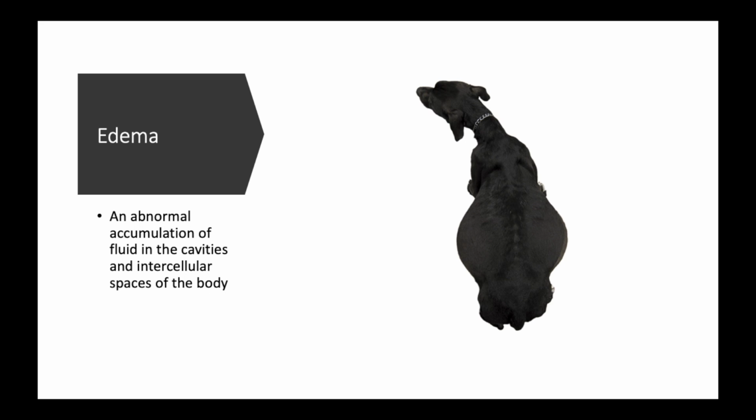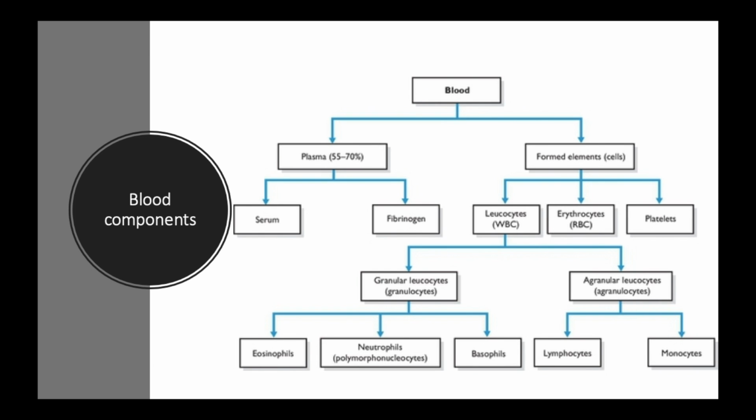But edema could be all throughout the body. It could be in the legs, it could be in the trunk, it could be in the thorax, etc. So that's an abnormal distribution or accumulation of fluid in the cavities and intercellular spaces. So this is from your textbook.